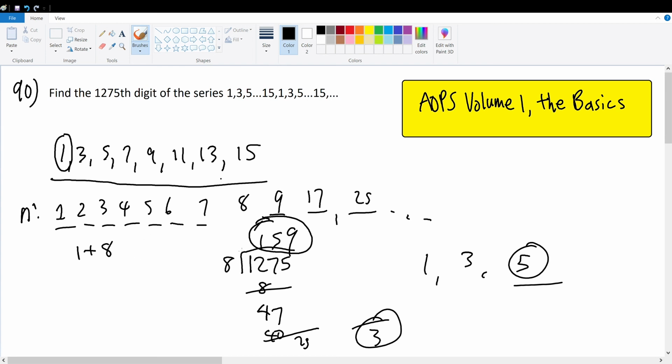So dividing 1275 by 8, the number of digits within each series, will help you figure out how many of these series of 1, 3, 5, etc. to 15 have passed, with the remainder of 3 standing for how many more digits you must go after completing 159 series. So our solution to this question will be 5.